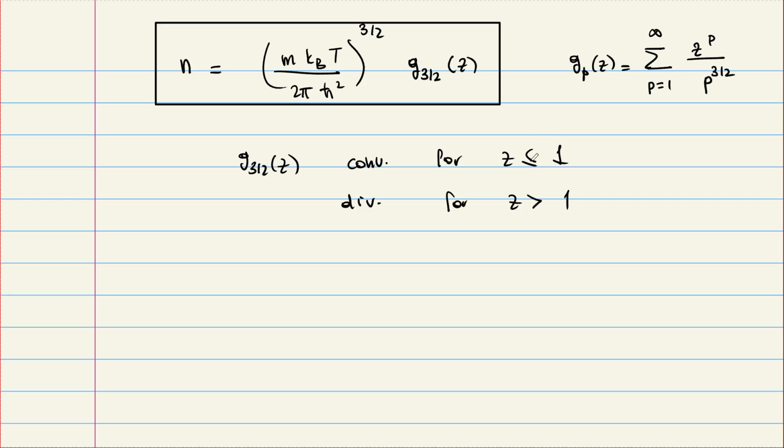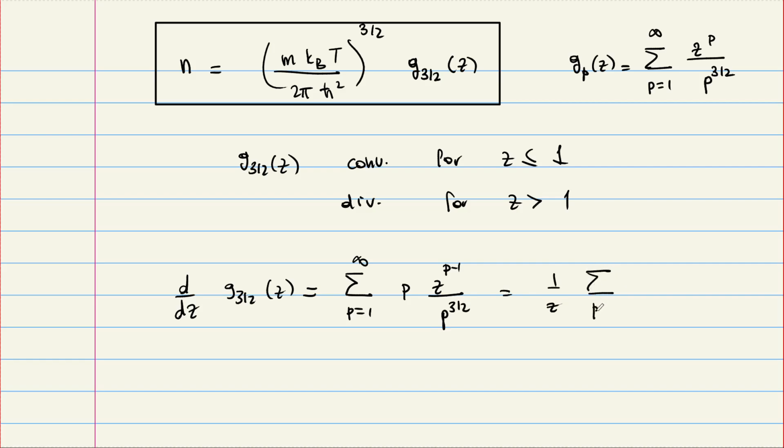And we can also look at the analyticity of this function at z equal to 1 by taking the derivative. If you take the derivative, d/dz g_{3/2}(z) is equal to the sum from p equal to 1 to infinity of p z^(p-1) divided by p^(3/2), and this is 1 over z times the sum from p equal to 1 to infinity of z^p over root p.